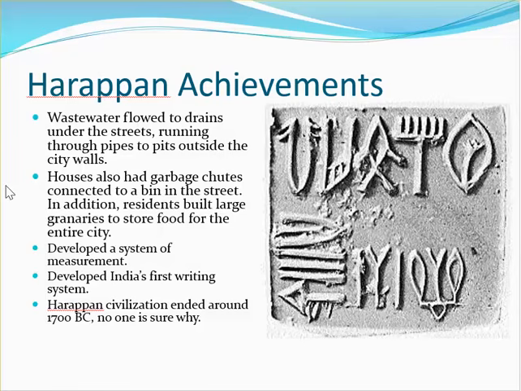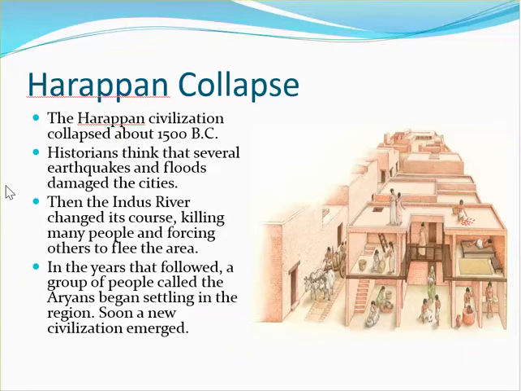In addition, residents built large granaries, which are large structures for storage. They developed a system of measurement, developed India's first writing system, and Harappan civilizations ended around 1700 BC. No one is sure why, but there are some theories. So we could talk about the theories right now.